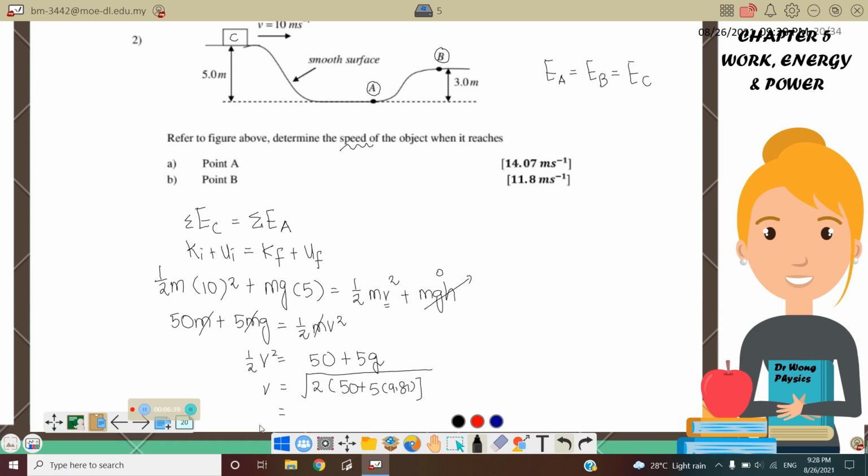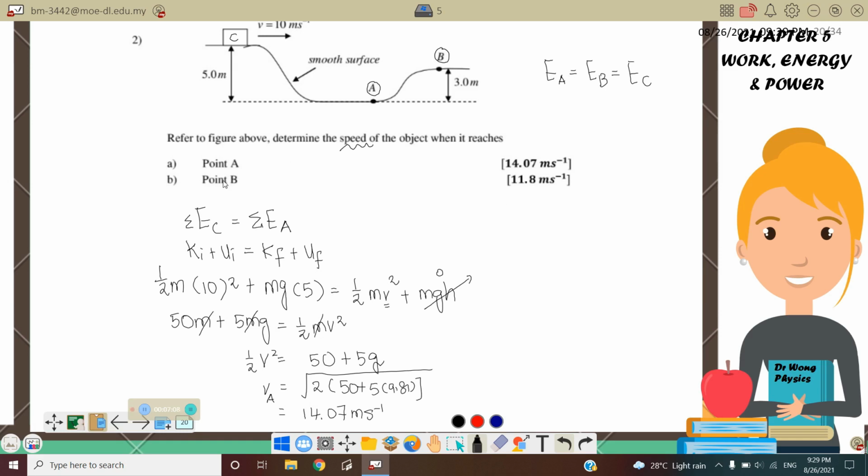Okay, so press calculator, you will get the answer. So the answer is 14.07 meter per second. So this is the velocity at point A. Okay, so as I mentioned just now, because at point A the kinetic energy is maximum because all the potential energy already converted to kinetic energy. So therefore the velocity at point A is greater. Okay, it's 14.07. That is greater than just now 10.